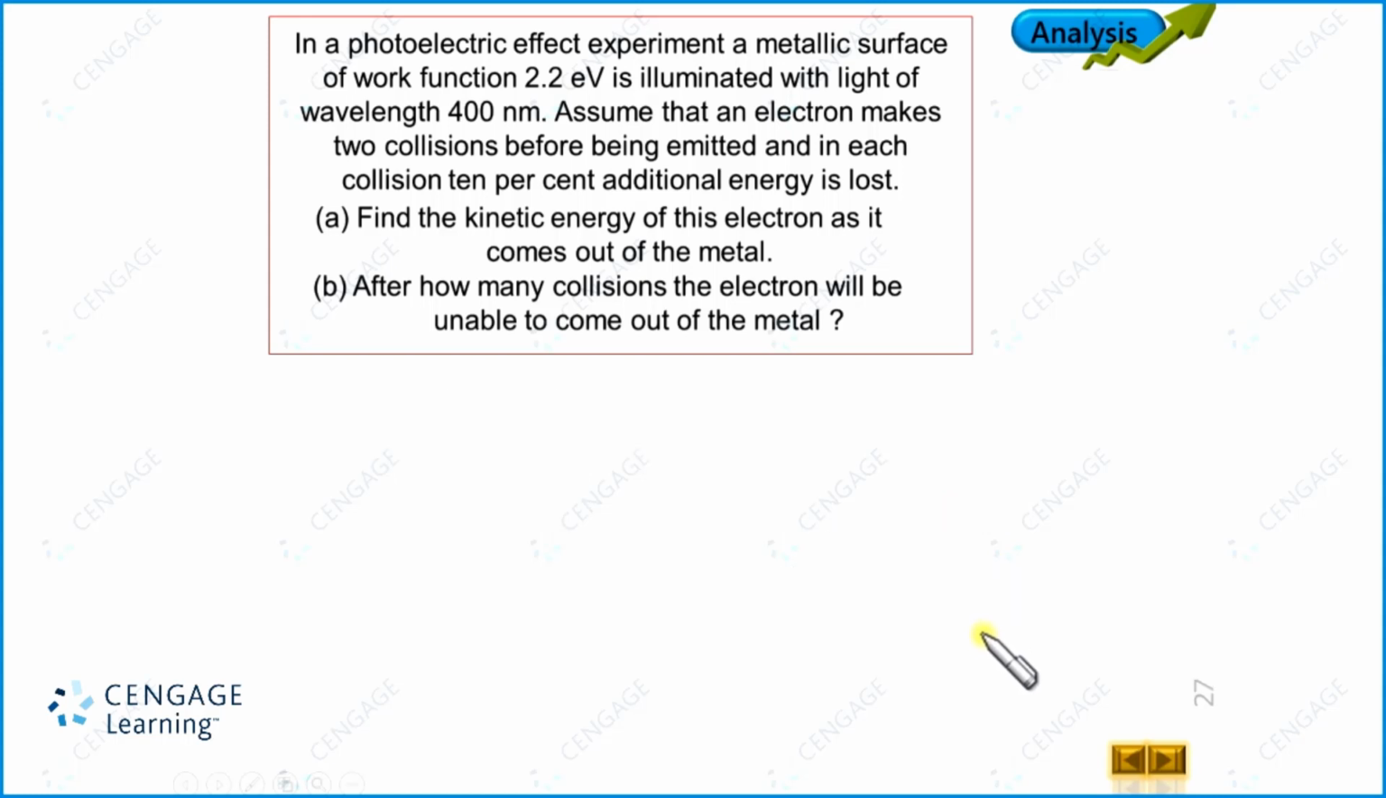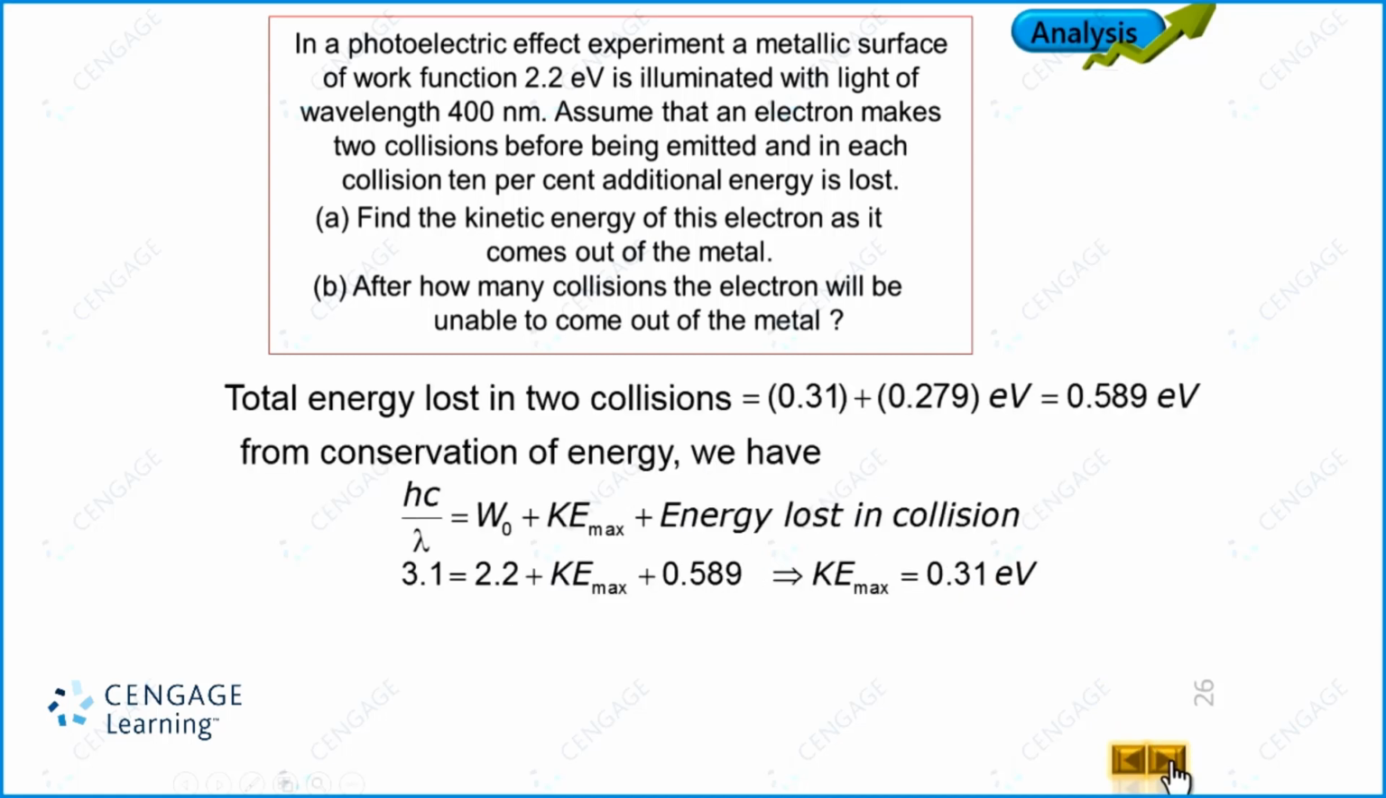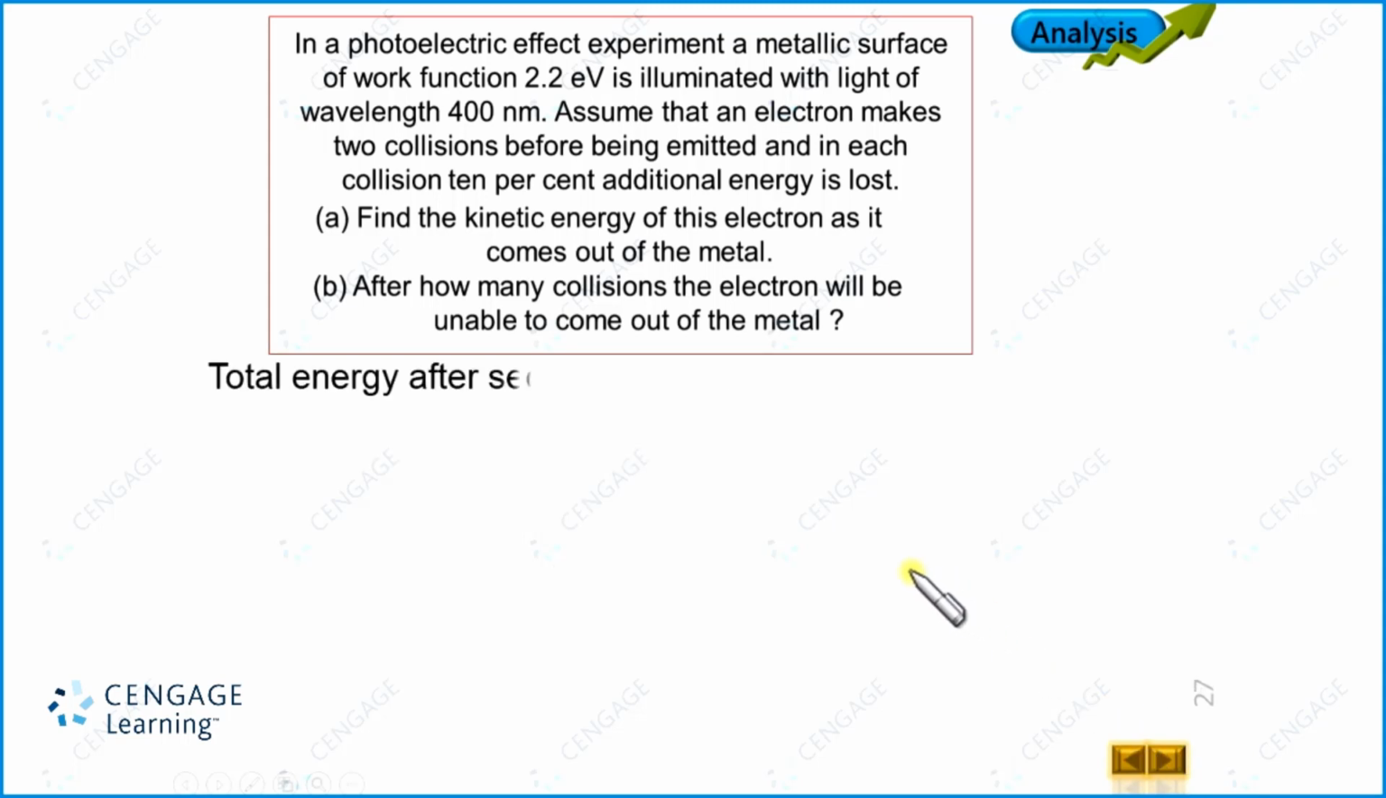In the previous part of the question, we have taken care of the two collisions. We have calculated the energy left with the electron after two collisions, this one, right? 2.79, and the energy lost was this one. So let us calculate the total energy remaining with the electron after the second collision.